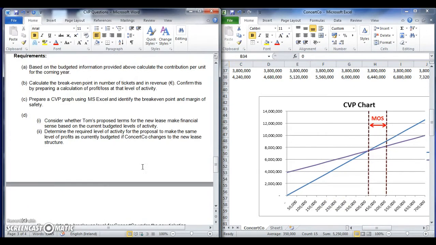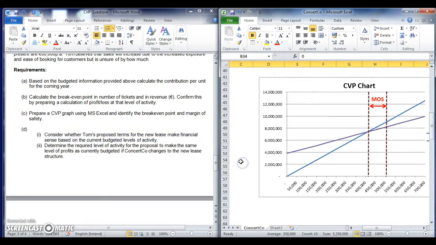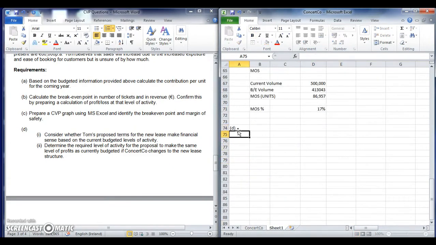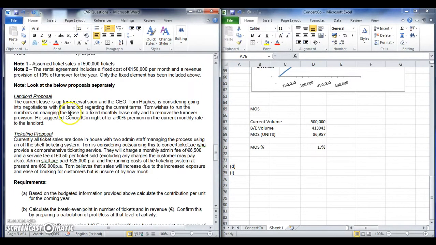Okay, so the next part of this question looks at the lease proposal. So you're looking at the landlord, and you're asked to consider whether Tom's proposed new terms of the lease make financial sense based on current and budget levels of activity. So we'll go back now, we're doing part D, part 1. You look at the question again, and you see the current lease is up for renewal, and the CEO, Tom Hughes, is considering going into negotiations. So instead of having the rental turnover provision, he suggests he just wants a flat fee per month at a 60% premium to what's currently offered.